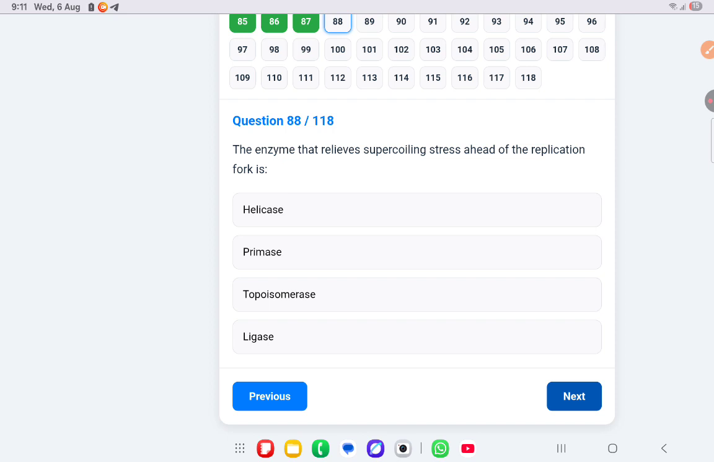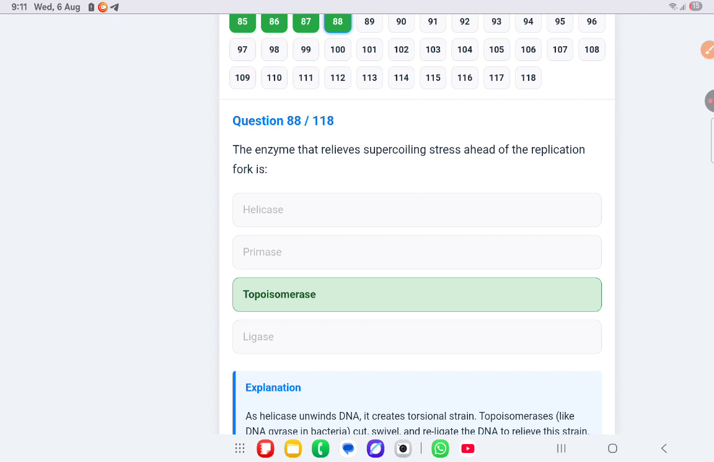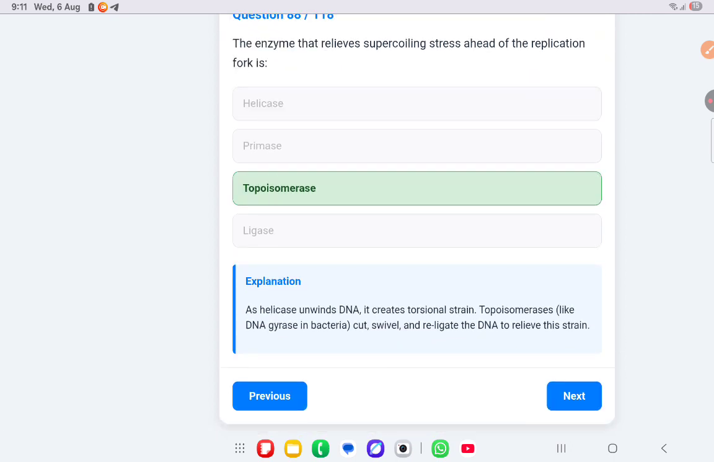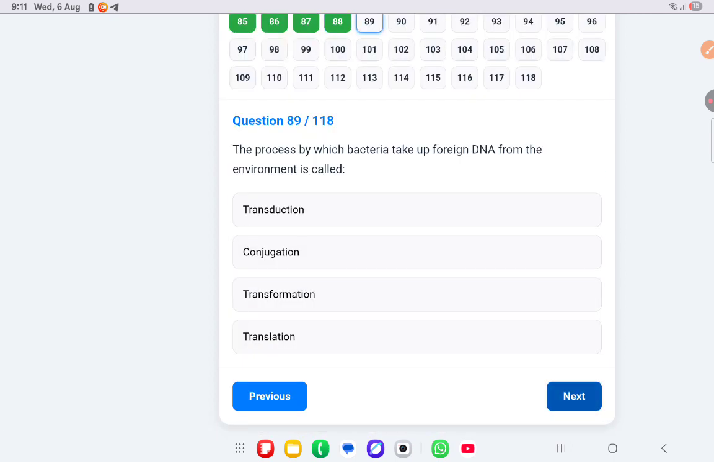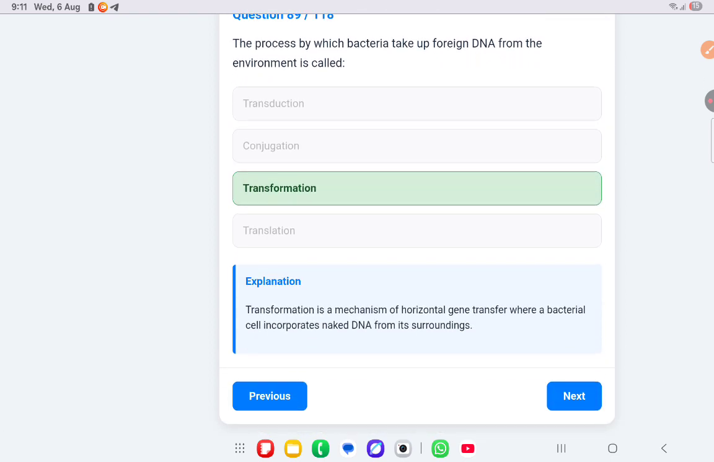Next, the enzyme that relieves supercoiling stress ahead of the replication fork is topoisomerase. Next, the process by which bacteria take up foreign DNA from the environment is called transformation.